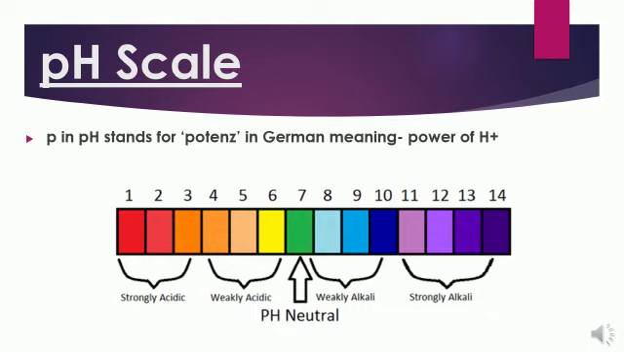So now we are going to study the pH scale. This is a scale for measuring the hydrogen ion concentration in a solution. How much hydrogen ion concentration is there in the solution can be checked by the pH scale. The P in pH stands for potenz, a German word from Greek, meaning power. So, power of hydrogen.